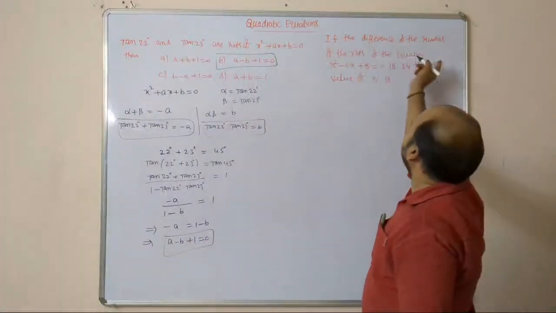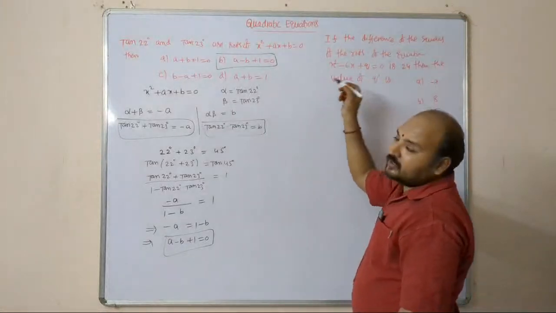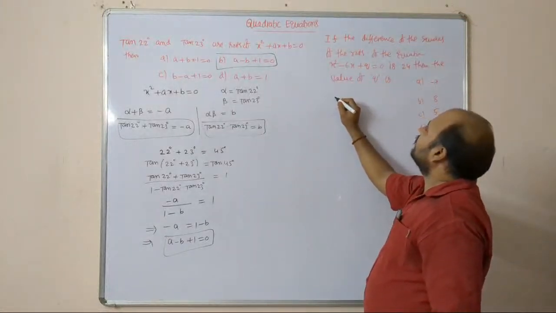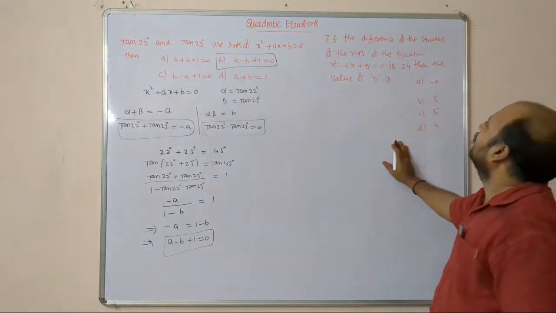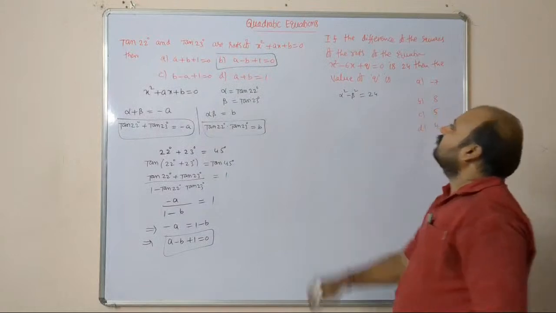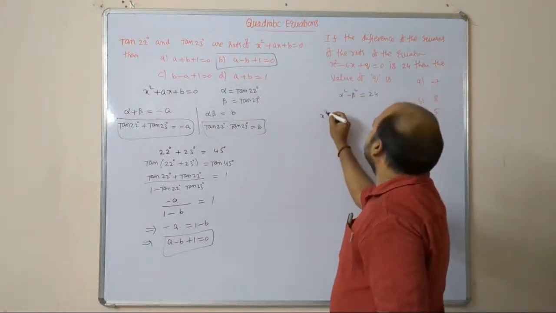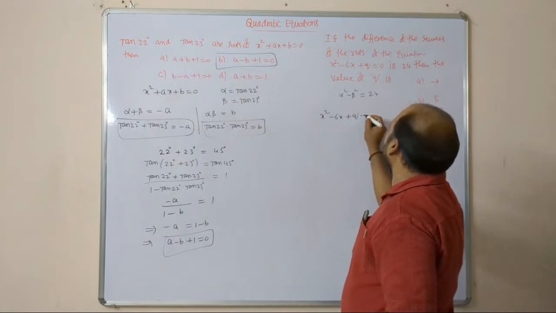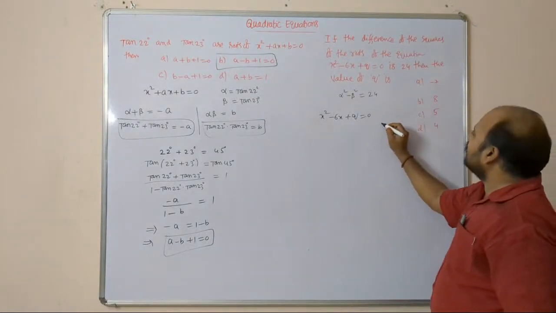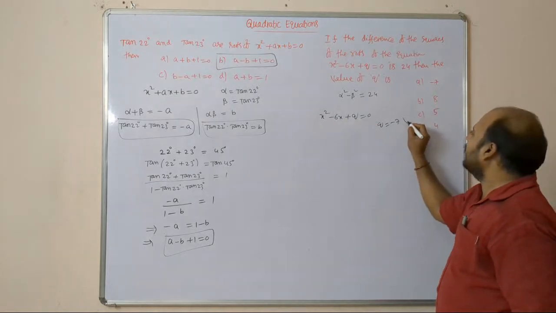Now come to here. If the difference of the squares of the roots, for this I am taking the roots, difference of the roots, alpha square minus beta square is equal to 24. Here option verification we need to go for that. So x square minus 6x plus q equal to 0. I am taking q is equal to minus 7. So minus 7 means factors, it won't come now, so it is not possible.